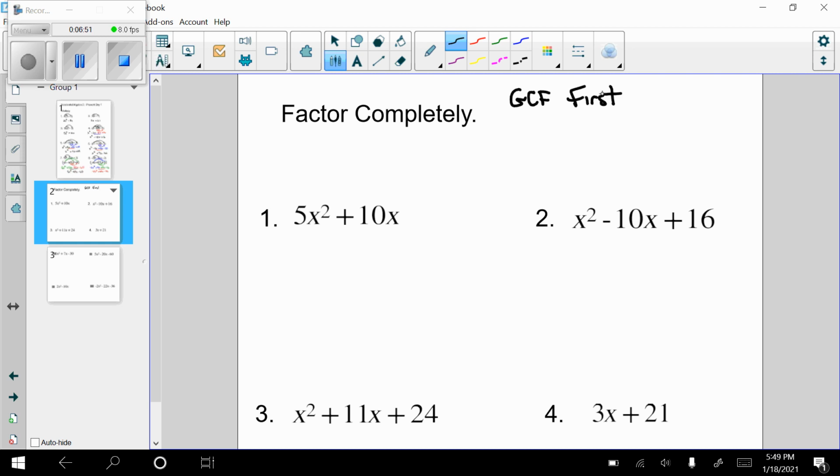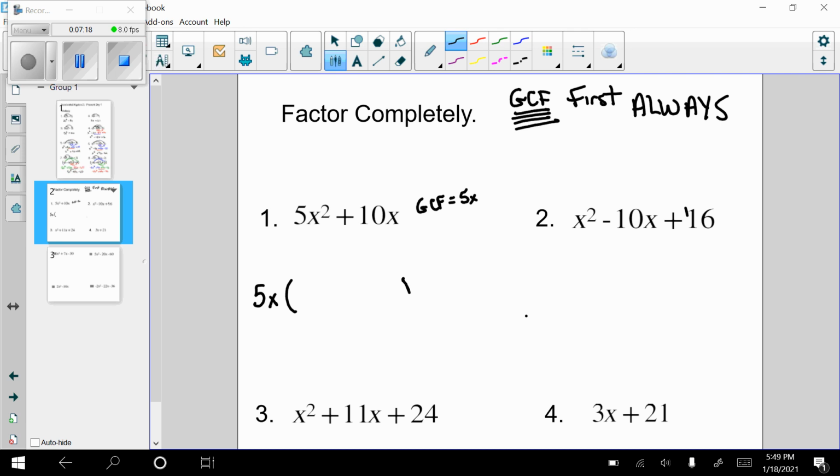You always look for a greatest common factor first. Always, always, always. It makes life so much simpler. Okay, so if I look at this first one, in my 5 and my 10, I can pull out a 5. So my GCF is going to be 5. And then out of x and x squared, I can pull out a 5x.